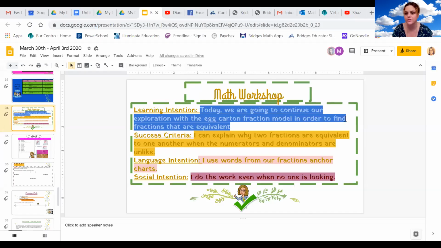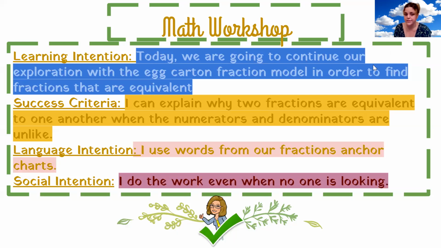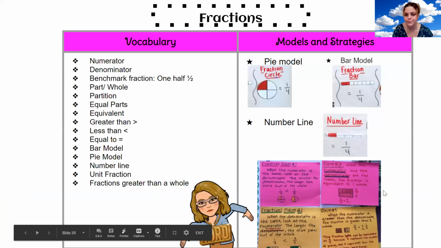And we're gonna start with our learning intentions as we always do. Remember, say them after me or repeat after me at home. Learning intention: today we are going to continue our exploration with the Egg-Cartan fraction model in order to find fractions that are equivalent. Success criteria: I can explain why two fractions are equivalent to one another when the numerators and denominators are alike, they're not the same. Language intention: I use words from our fractions anchor chart, and our social intention: I do the work even when no one is looking.